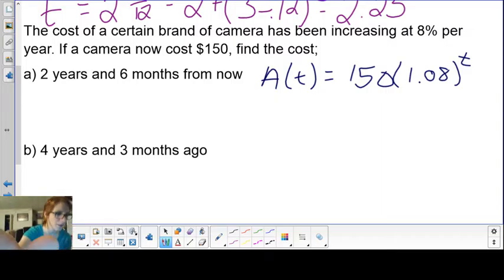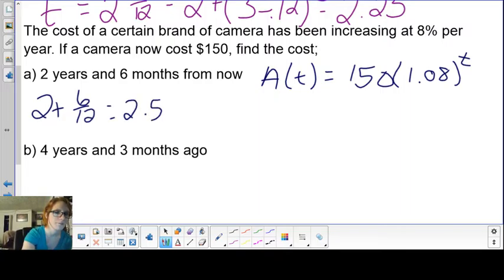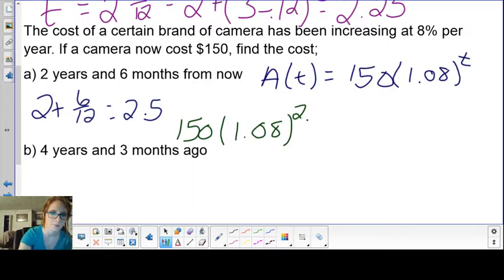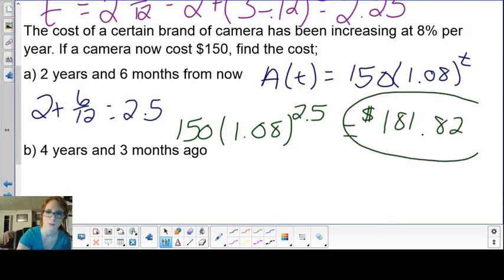So my time in this case is 2 years and 6 months, which is 2.5. So I have 150 times 1.08 to the 2.5. Which is $181.82.